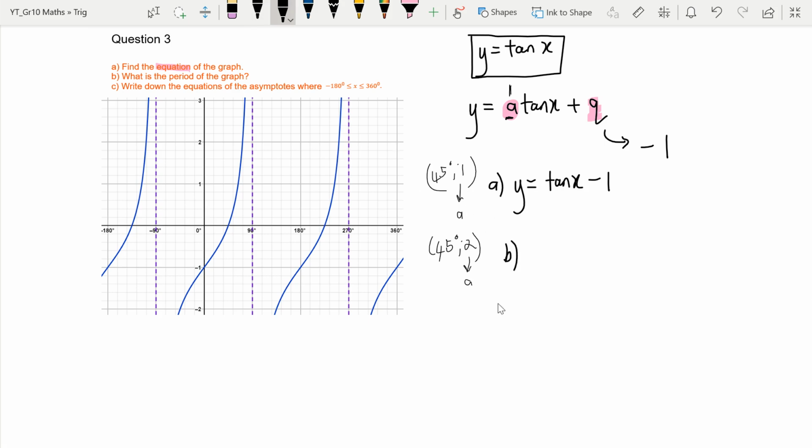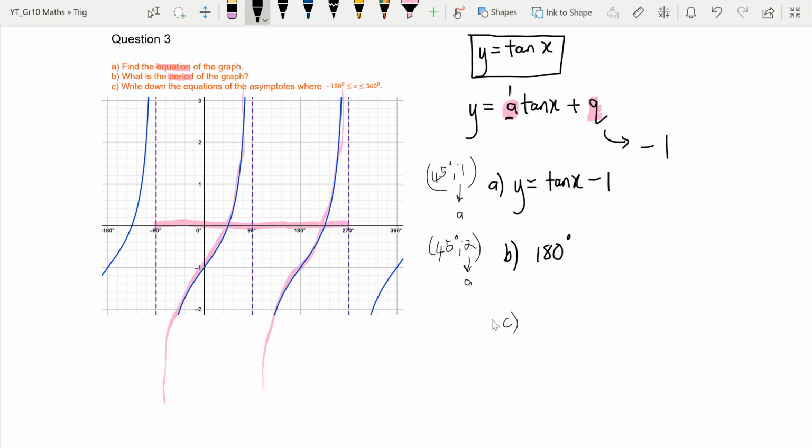Let's look at B. What is the period of the graph? We need to know what that means. How many degrees does a curve need to complete itself? Our tan graph is different to our sine and our cos graph. So for this curve, we need how many degrees? 90 and 90 more. We need 180. And this curve, same story. How many degrees do we need? 90 and 90 more. So the period for our tan graph is 180 degrees.